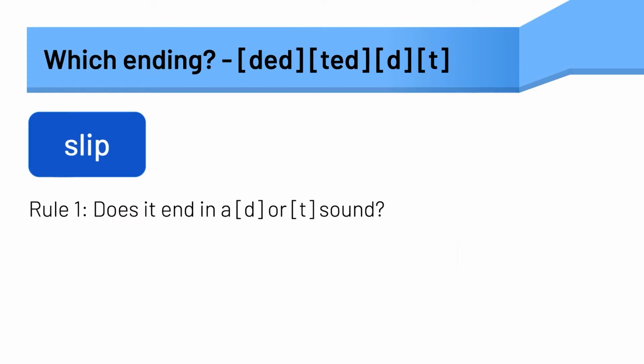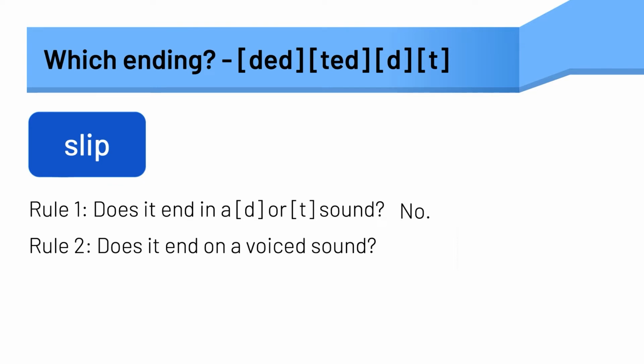Now, one more word left, slip. We'll use the same process as before. Is it rule number 1, 2, or 3? I'm going to ask myself, does it have a final d or t sound? No, it doesn't. So I know we don't say slipped.